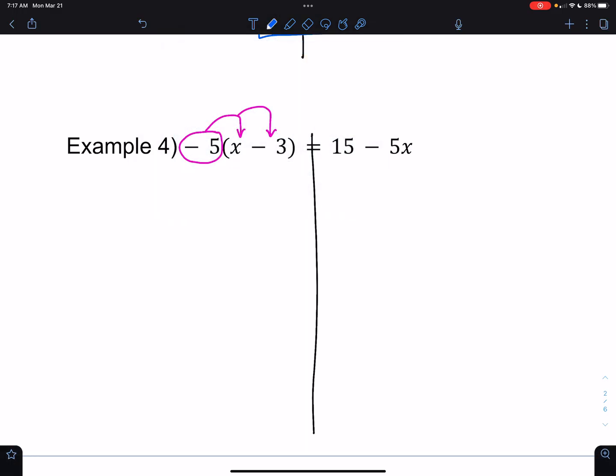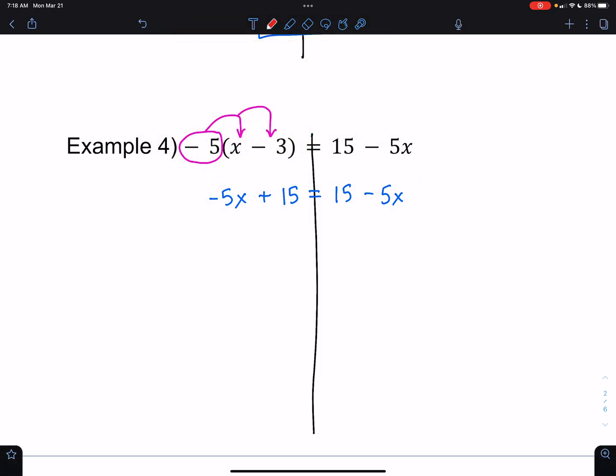And so negative 5 times x is negative 5x, and negative 5 times negative 3 is positive 15. So we'll flip that to plus 15 because the 2 negatives cancel. And then we have a 15 minus 5x here as well. So let's combine our x's. I have negative 5x here and a minus 5x on this side.